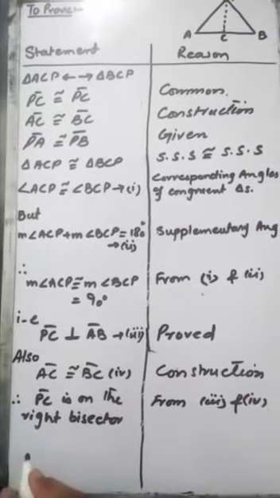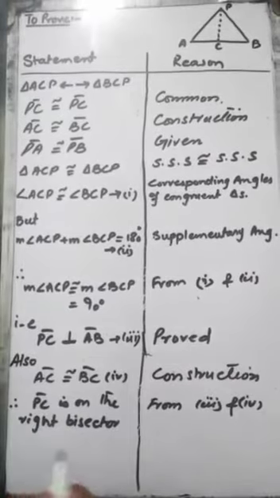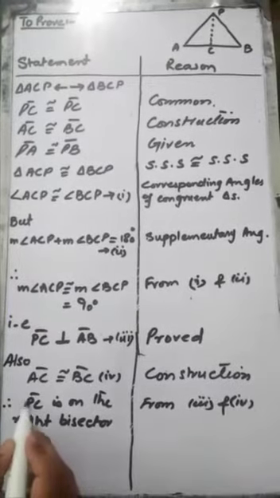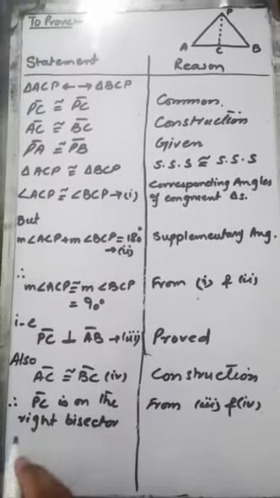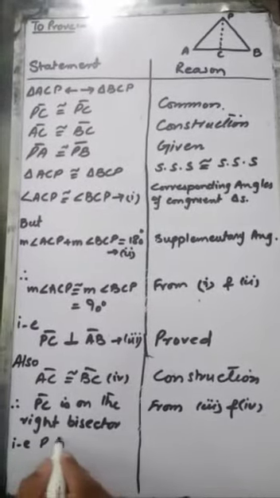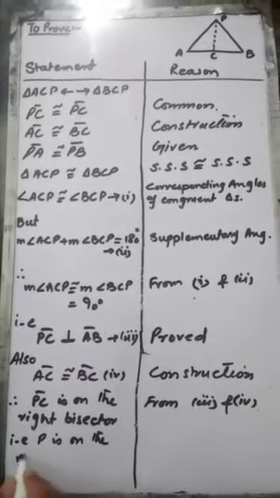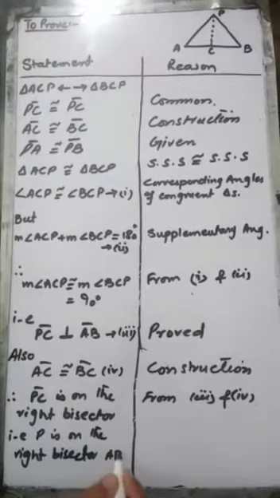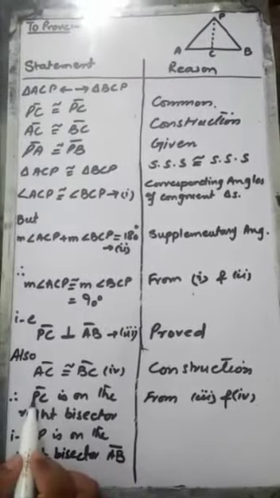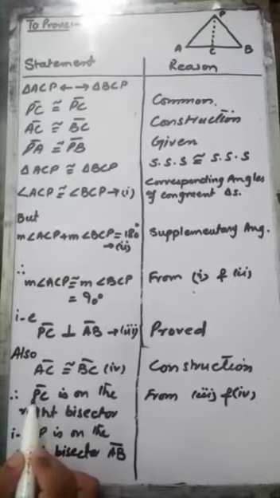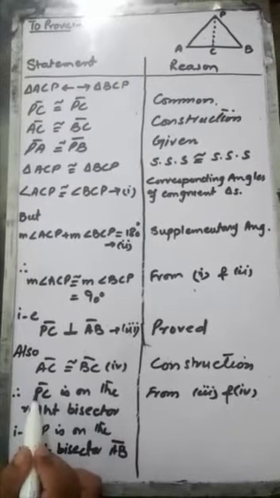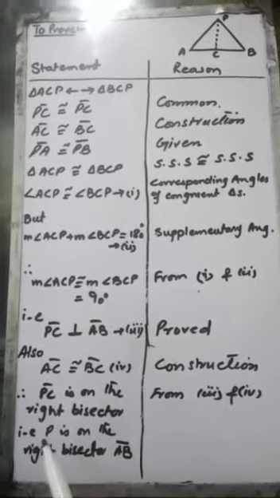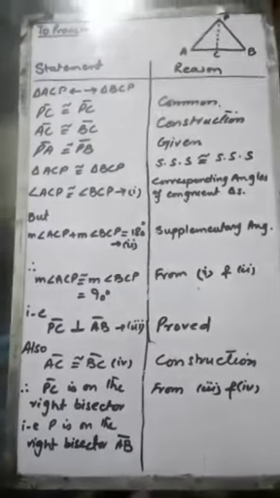Okay, now we had to prove that point P is on the right bisector of it. So if PC is on the right bisector, PC is the line segment. If this point P is on this line segment, we can write that P is on the right bisector of line segment AB, because you can see that this line segment is from point P to C, so obviously P will be on this line segment. We have to prove that PC is on the right bisector, so automatically we can write that P is on the right bisector of line segment AB.